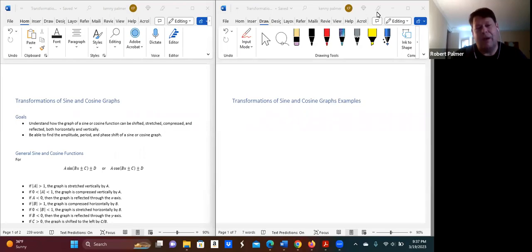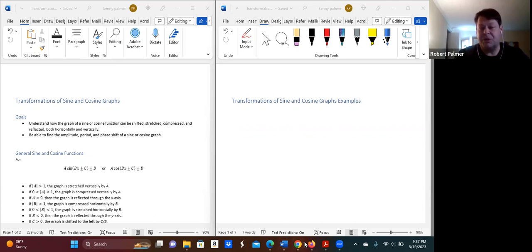Hello, everyone. Welcome back. Today, we want to learn about the transformations of the sine and cosine graphs. So our goals: understand how these graphs can be transformed, which means shifted, stretched, compressed, reflected, both in a horizontal direction and a vertical direction, and also be able to find the amplitude, period, and phase shift of the sine or cosine graph, because those are really important aspects of sine and cosine.